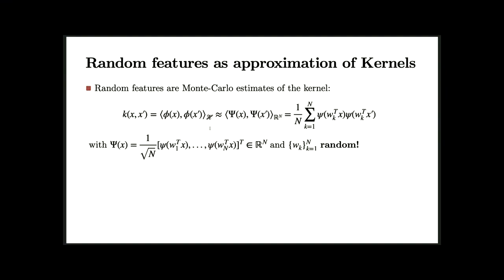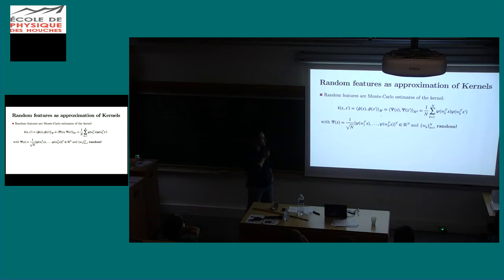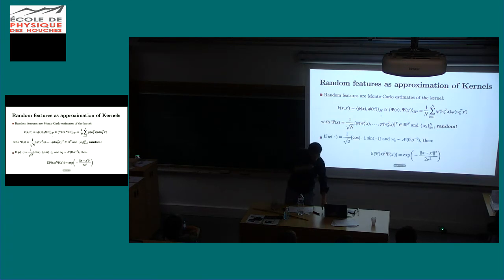Now, a brief recap on random features for approximating kernels. Basically, the random feature is a Monte Carlo estimate of the kernel. So you want to approximate the kernel in expectation. By doing that, you have to sample this W, which is in fact random. And the more W you sample, so the more random features you sample, the closer you are to your kernel. So for instance, if the nonlinearity is cos and sine, and you sample your W from a Gaussian distribution, then in expectation, you approximate the Gaussian kernel.